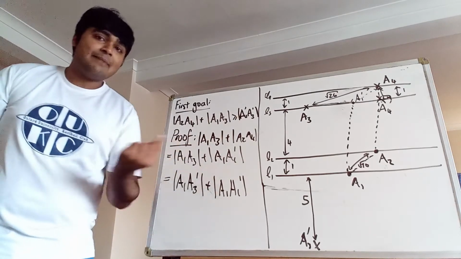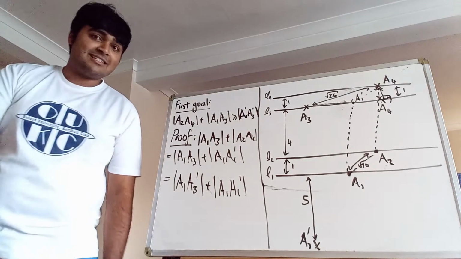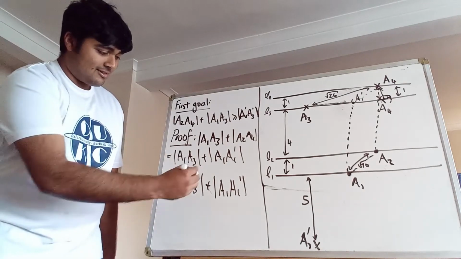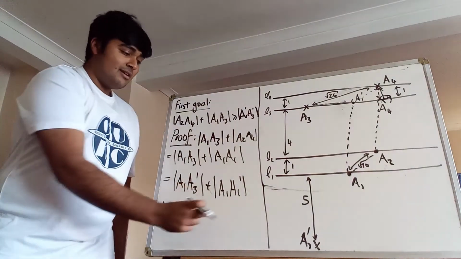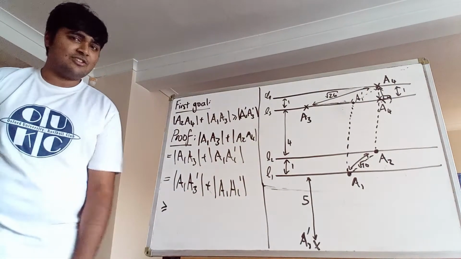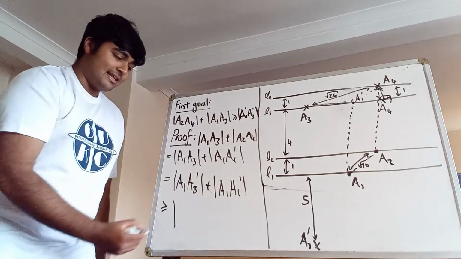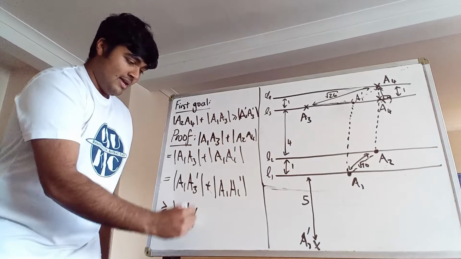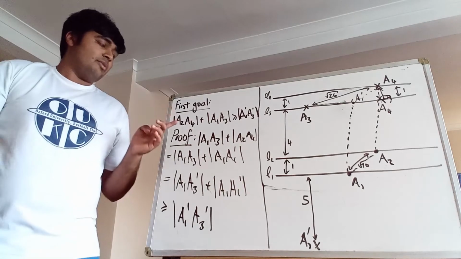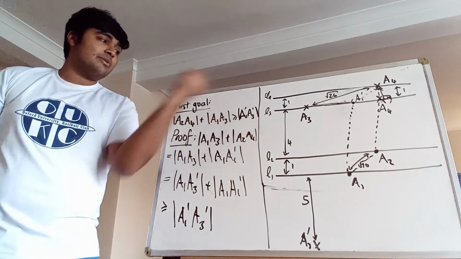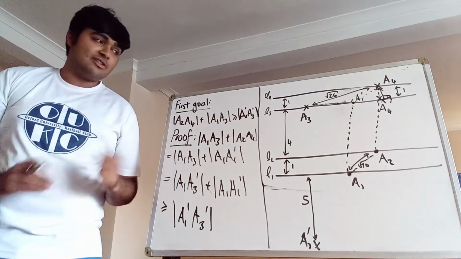So I've got A1s in both these expressions, and we want to get an inequality. Hopefully it's clear that the next step is to use the triangle inequality, because this is going to be bigger than or equal to, because I'm going from A3' to A1 and then A1 to A1', so that should take me longer than if I just went directly from A3' to A1'. So this is bigger than or equal to A1'A3', which is exactly what we wanted to prove as our goal. So we've proved that A2A4 plus A1A3 is bigger than or equal to A1'A3', just by introducing these points and using the triangle inequality.